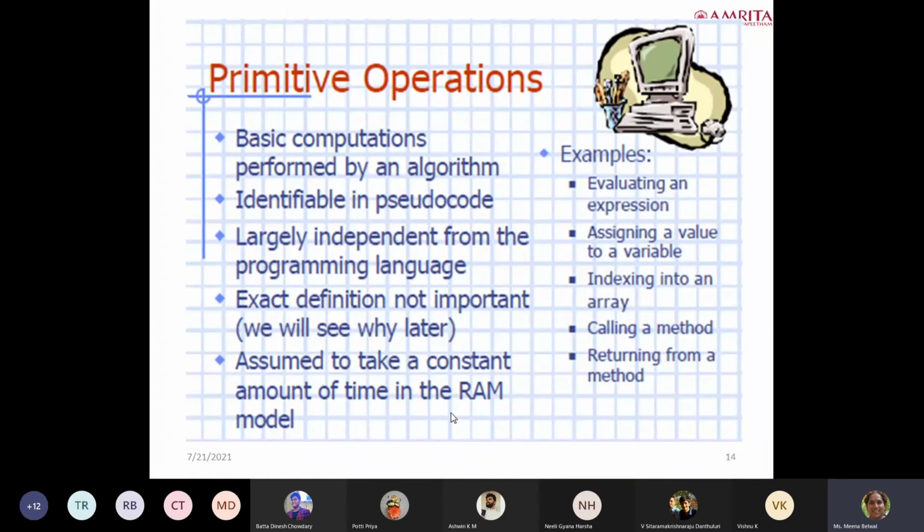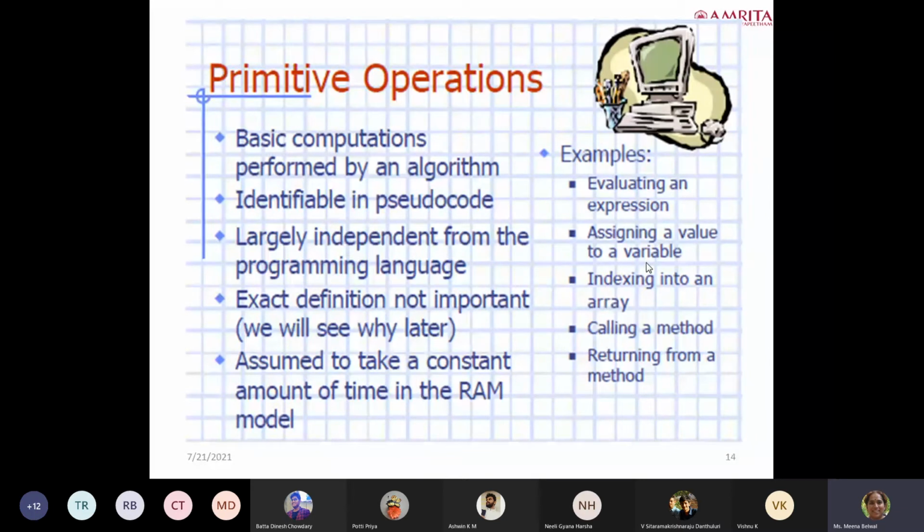Okay, what are the primitive operations? There are a few examples. For example, evaluating an expression is a primitive operation. Suppose you have A is equal to B plus C. You are evaluating an expression, that is B plus C. We will call that evaluating an expression. Then assigning a value to a variable is another primitive operation. If you are saying A is equal to B plus C, you are assigning a value to variable A.